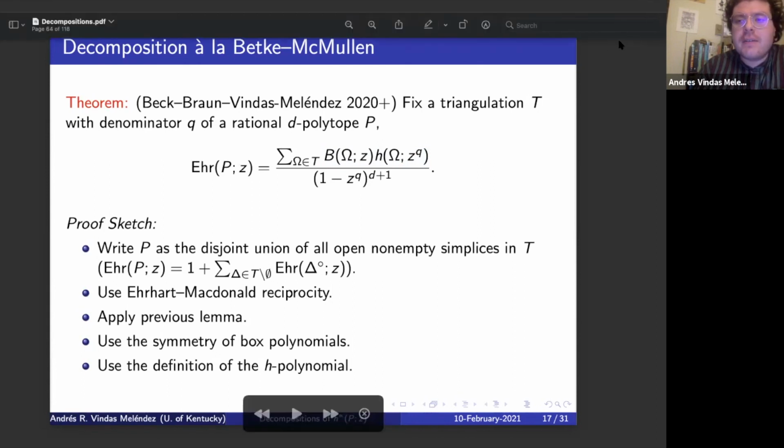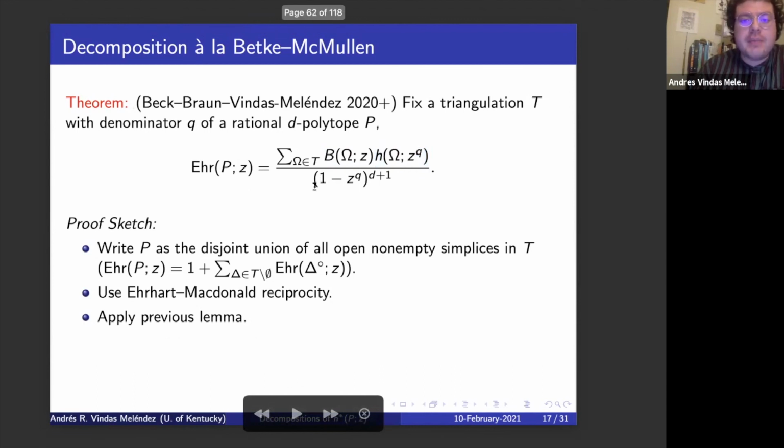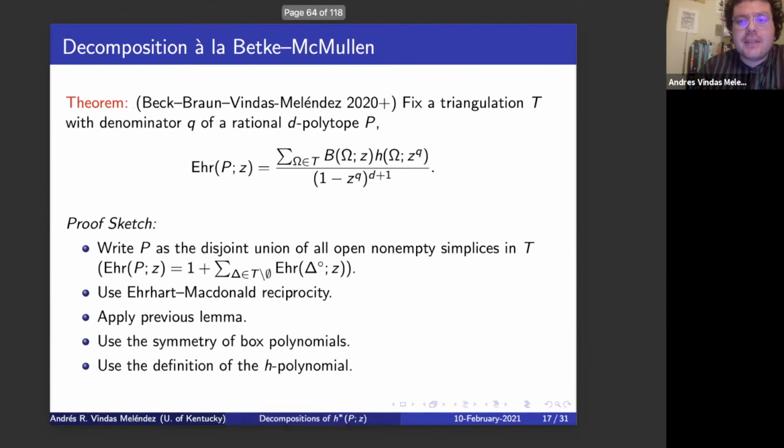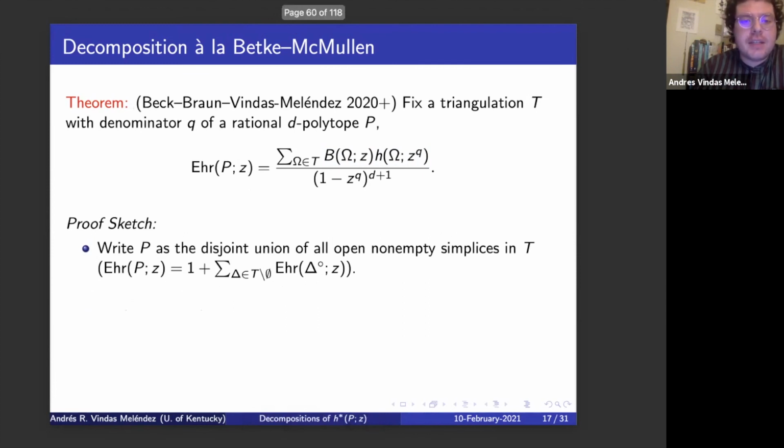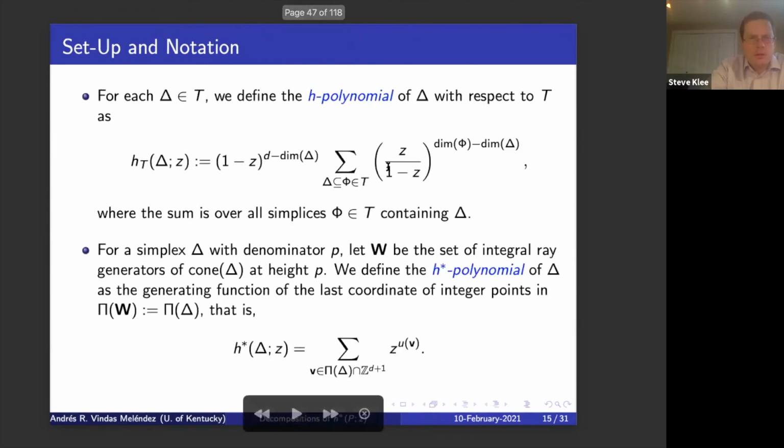Any questions so far? Sorry, in the numerator there, is that the H polynomial of the simplices or the H star, your H of omega ZQ? This is an H polynomial. It's the H polynomial that's coming from the triangulation, the definition that I showed earlier. I can go back to it. The ordinary H polynomial? It's this one.